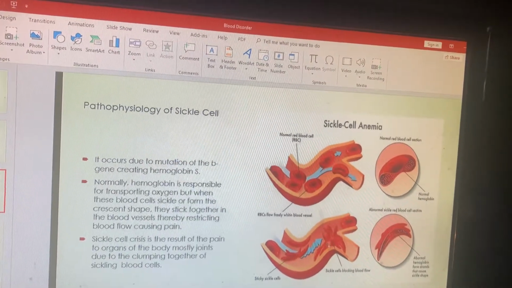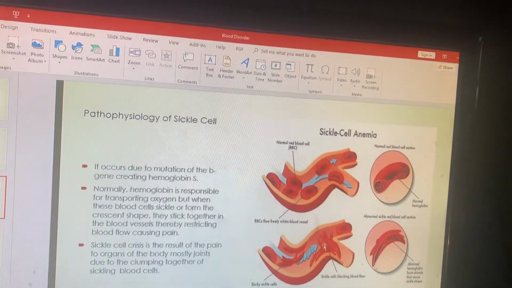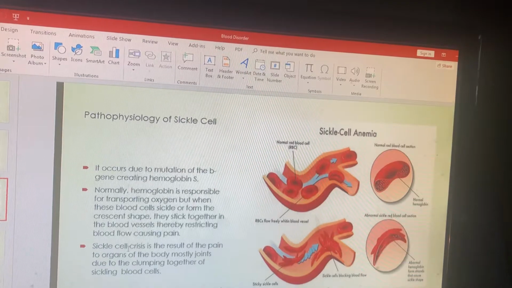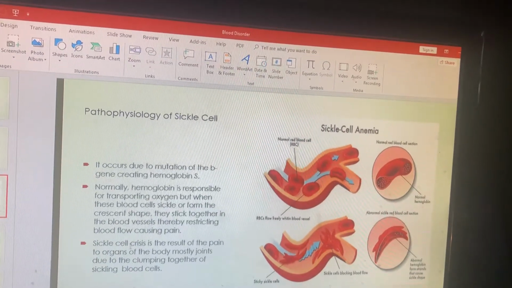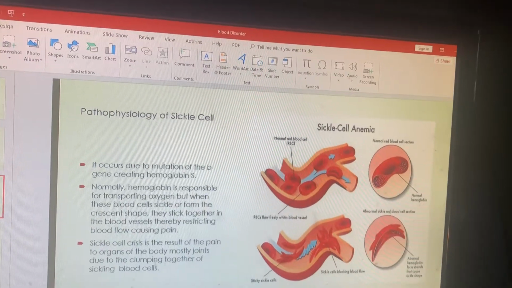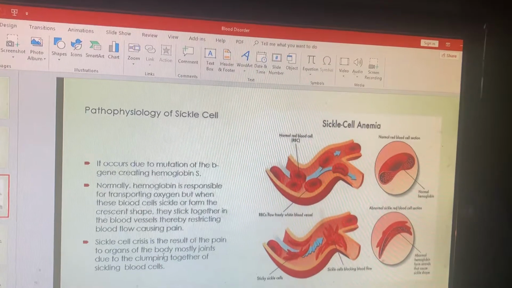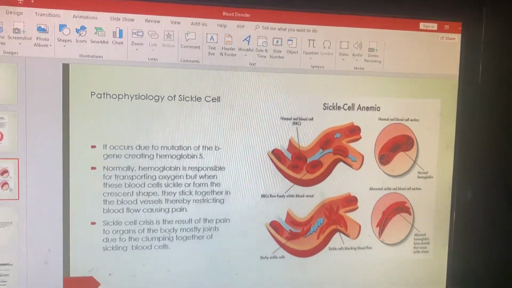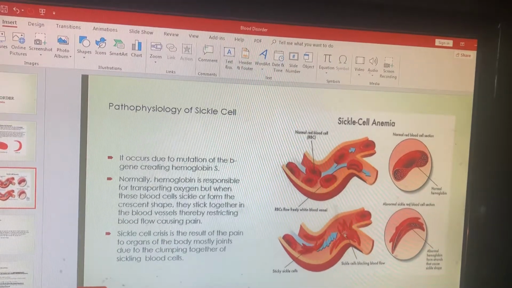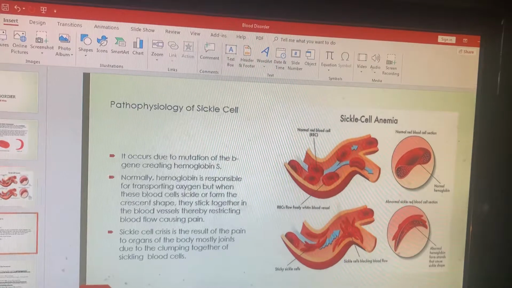And clumping together definitely restricts blood flow, and this causes a lot of pain. Therefore, this is what we call sickle cell crisis. Sickle cell crisis is a result of pain to the organs, mostly the joints, due to the clumping together of sickling blood cells. So when you hear a sickle cell patient complain of pain, they are definitely in a lot of pain, and this is due to the clumping of the blood cells that restricts the blood flow.